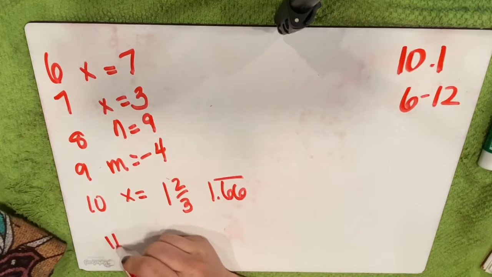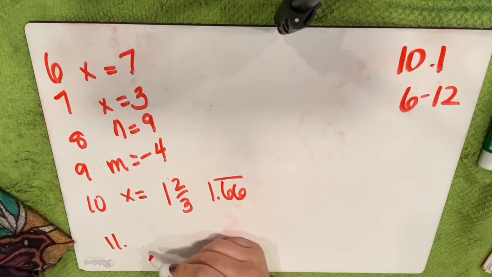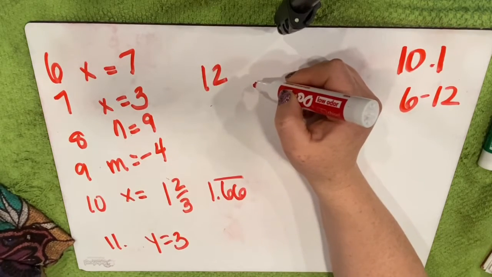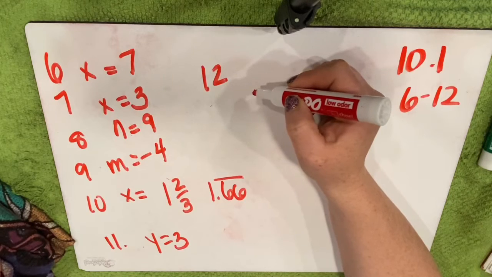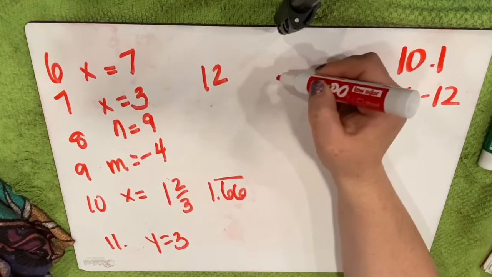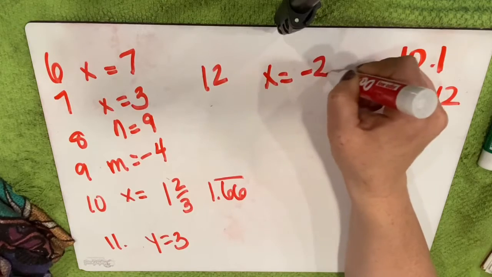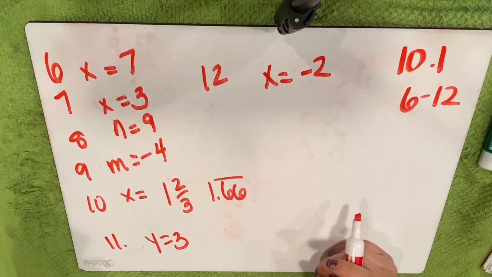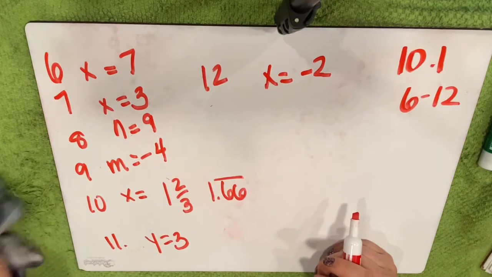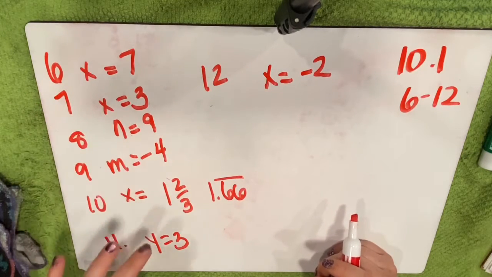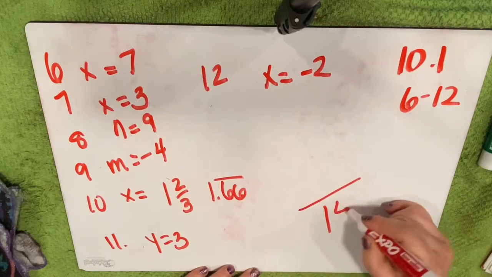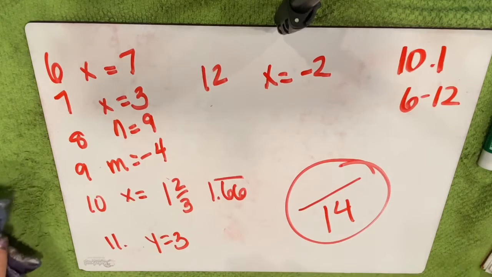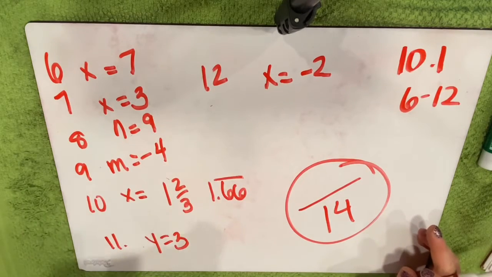Number 11 is y equals 3. Number 12 is they should have subtracted 4 before dividing, so x should be -2. They did not subtract before they divided. So that is 1, 2, 3, 4, 5, 6, 7, and I'll do it out of 14 because I'm nice like that. So take a picture of it, submit it under yesterday's, and we will get on with today.